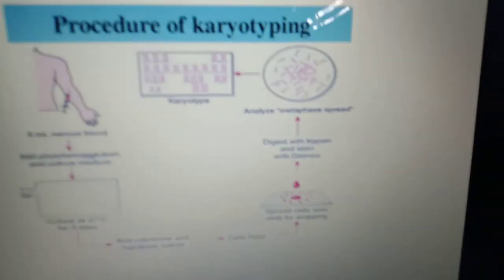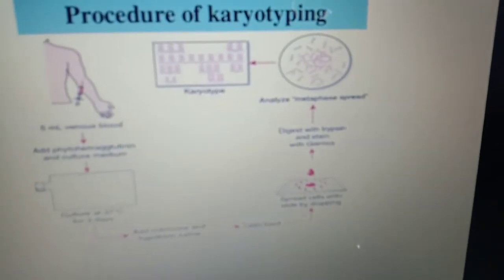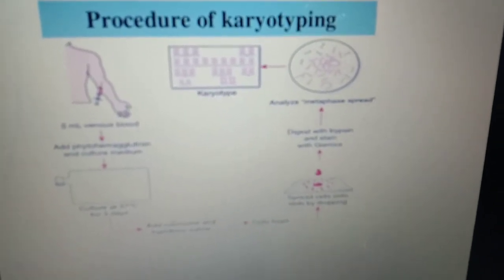And after that, digest with trypsin, stain with Giemsa, and analyze the metaphase spread, and this shows the karyotype. This is an example of symmetric karyotyping. So you can clearly see it in this diagram.